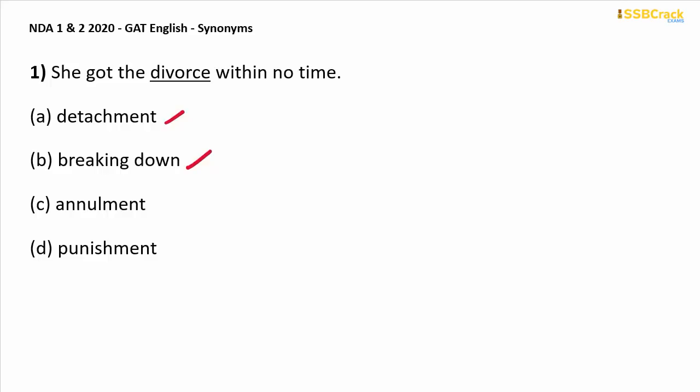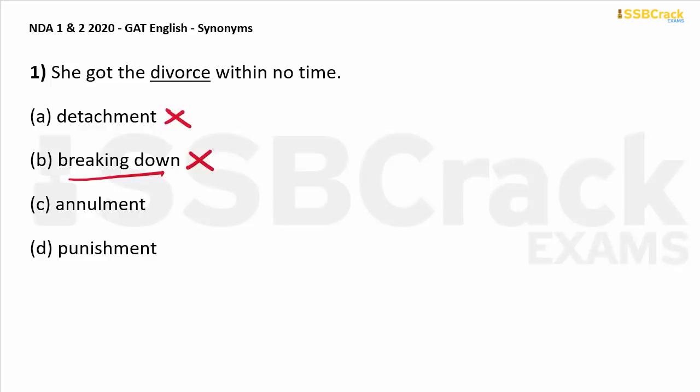Well, it is neither. Though divorce means a kind of detachment from a married life, though it means breaking up, it is not breaking down. You need to remember breaking down means when a machine breaks down, or when something collapses, or when you break something down into parts. It has nothing to do with marriage. Now, why am I talking about marriage here? Because you need to read the sentence carefully.